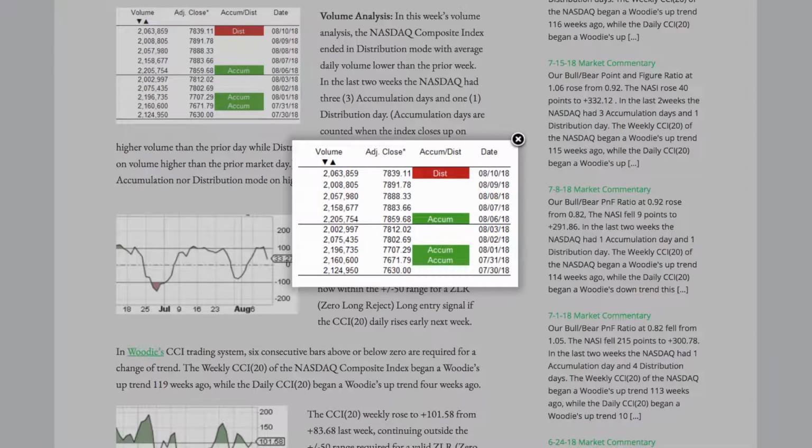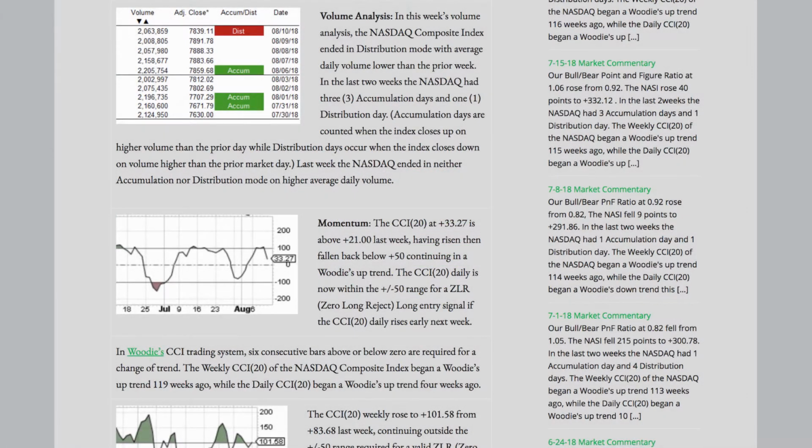Volume analysis. In this week's volume analysis, the Nasdaq Composite Index ended in distribution mode, with average daily volume lower than the prior week. In the last 2 weeks, the Nasdaq had 3 accumulation days and 1 distribution day. Accumulation days are counted when the index closes up on higher volume than the prior market day, while distribution days occur when the index closes down on volume higher than the prior market day. Last week, the Nasdaq ended in neither accumulation nor distribution mode, on higher average daily volume.